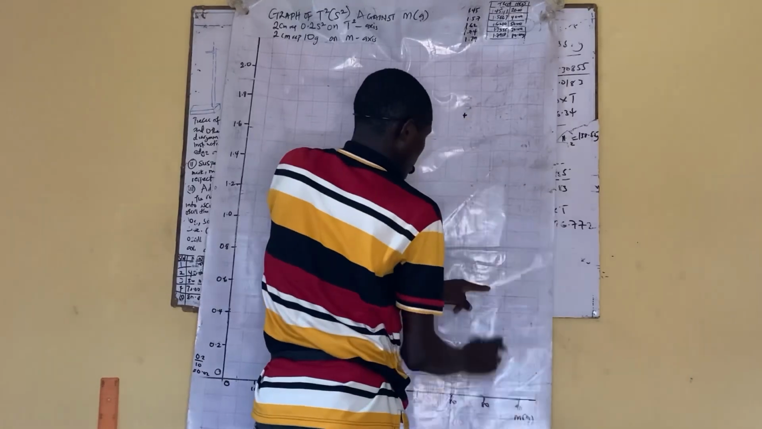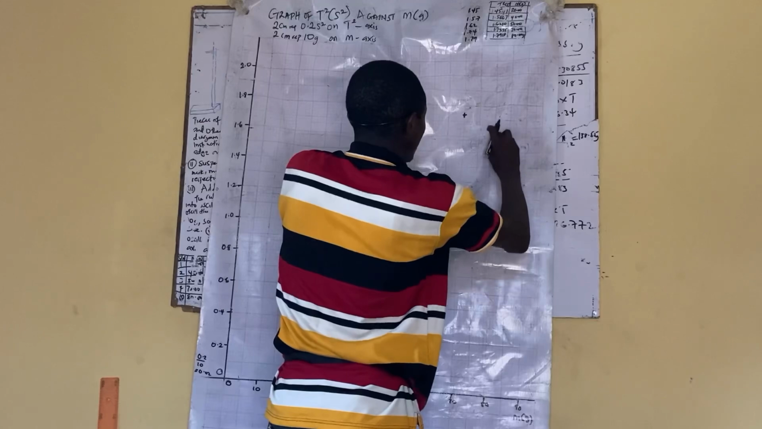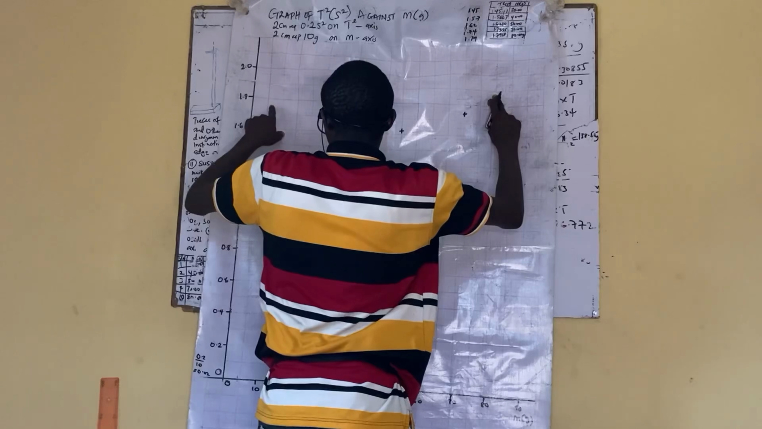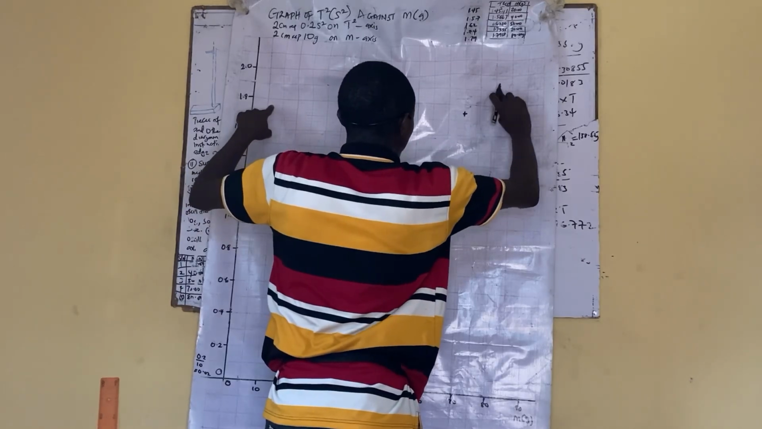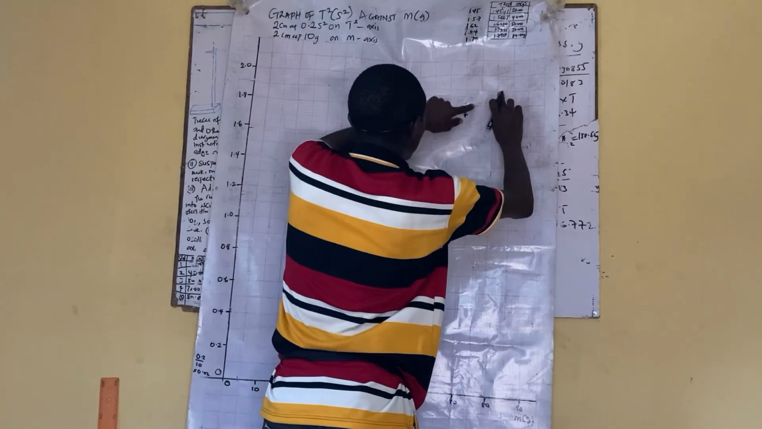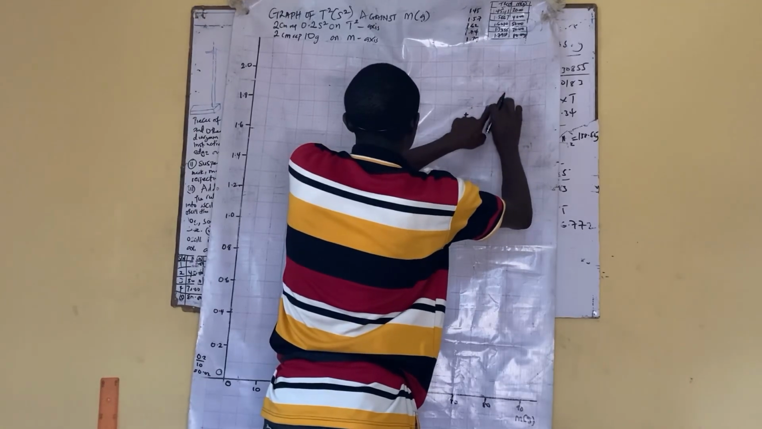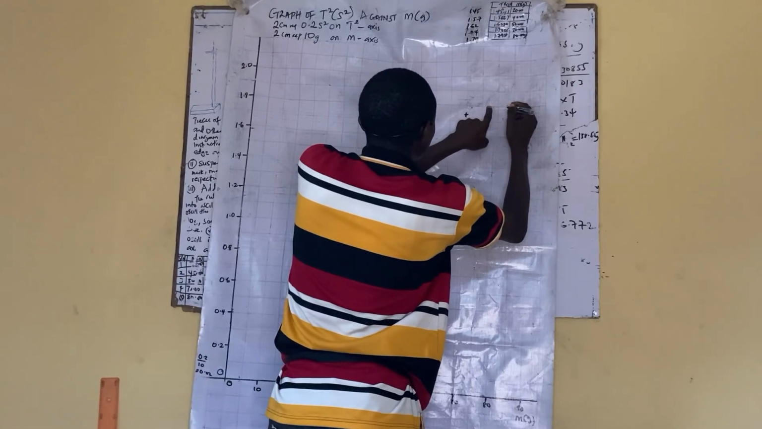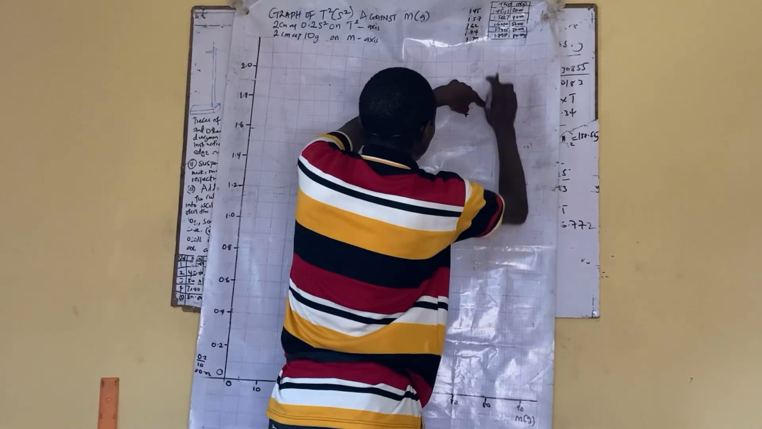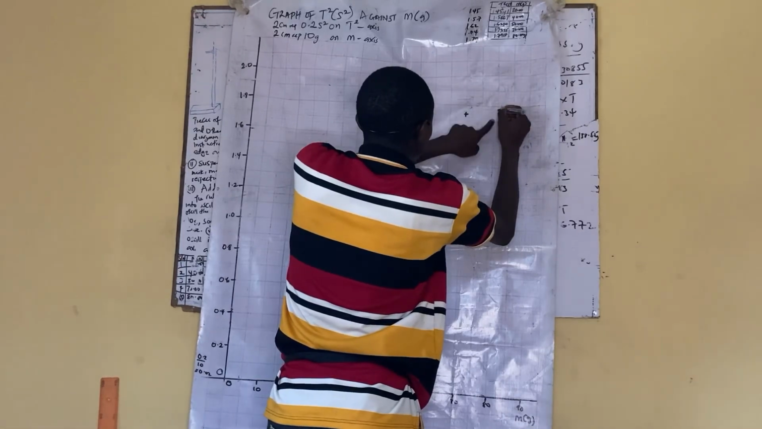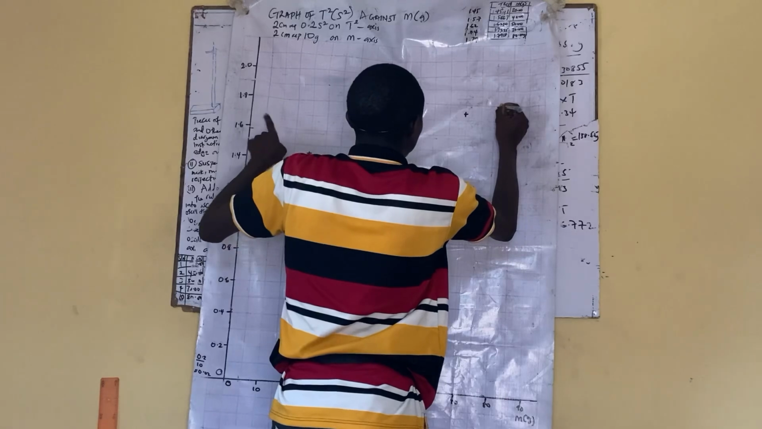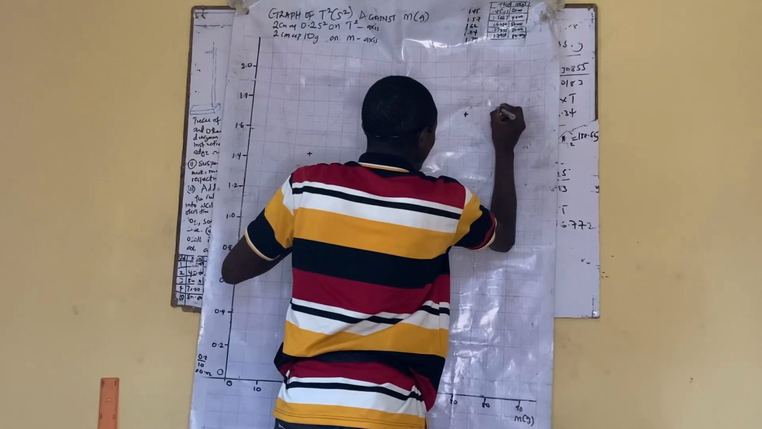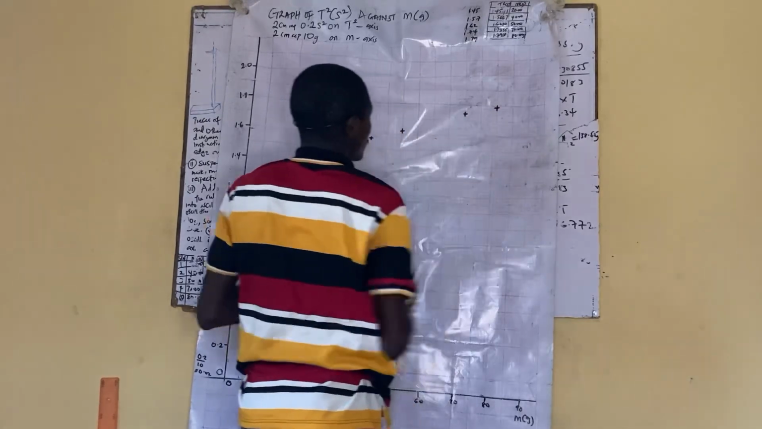And the last one is 80 against 1.79. 1.8 is this line. This is 1.8. Then 1.79, this is 1.78. 1.79 will be in between. So 1.79 is going to be in between 1.78 and 1.8 itself. So that's that about that.